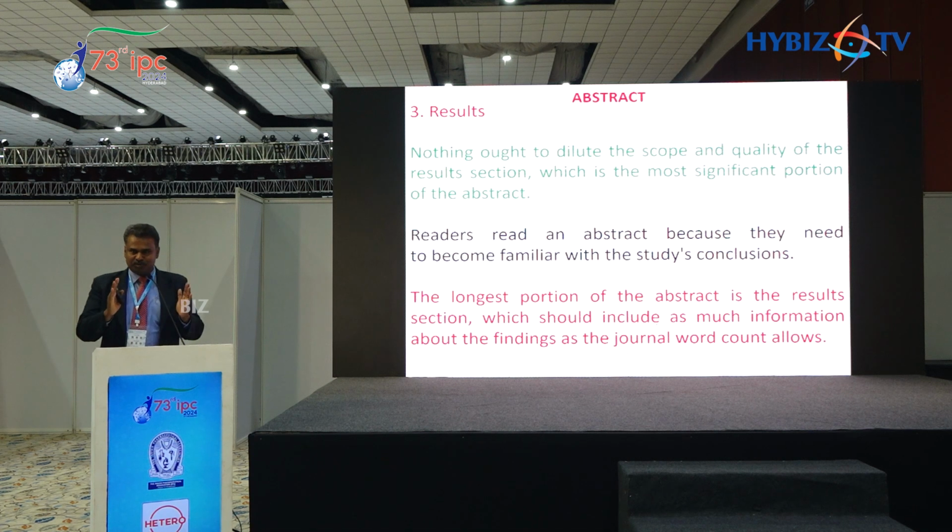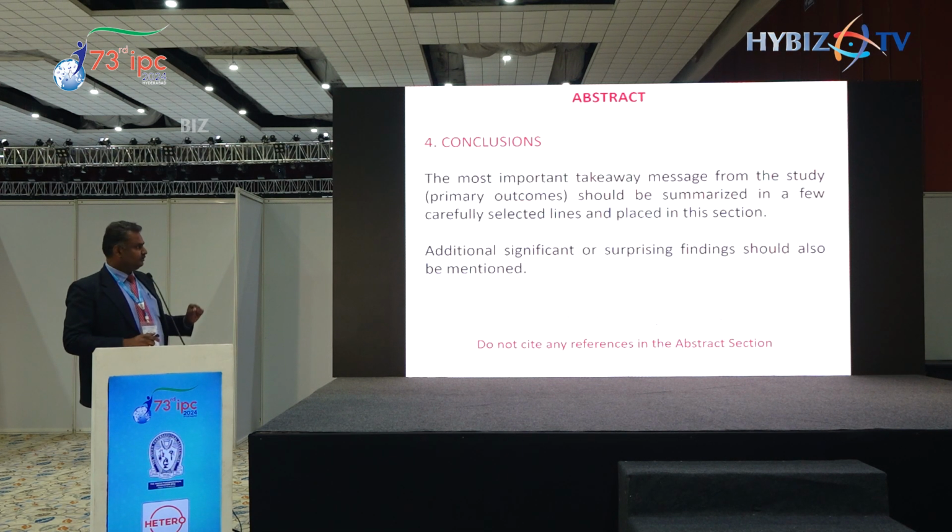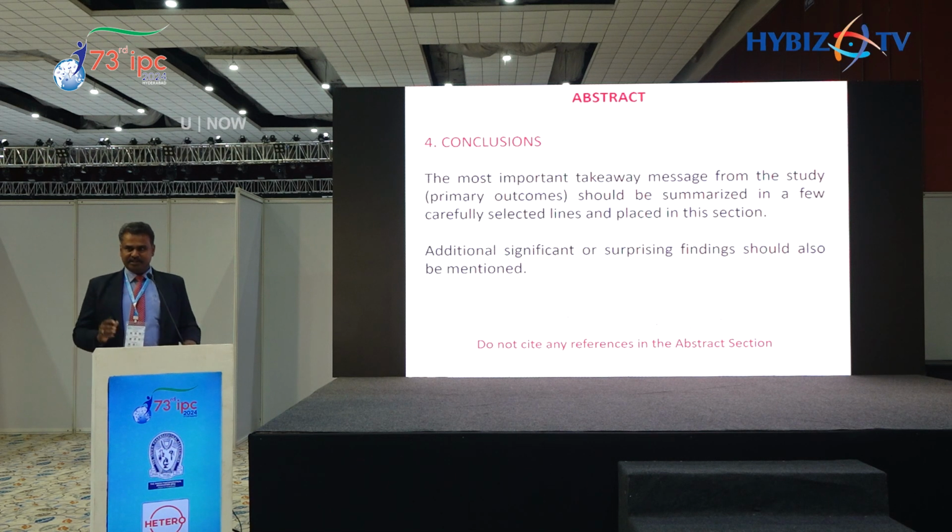Results should be the largest portion of the abstract. Wherever you write a result, you write a numerical value also, like Dr. Hasra told: P value less than this, compared with this, percentage variation. As editors, we should see some numerical values in the abstract. Don't write only sentences. Populate the methods and results sections with many numerical values. Next. Conclusion. The most important takeaway message from the study, that is the primary outcome, should be summarized in a few carefully selected lines and placed in this section. Additional significant or even surprising findings should also be mentioned. Do not cite any references in the abstract. Next.